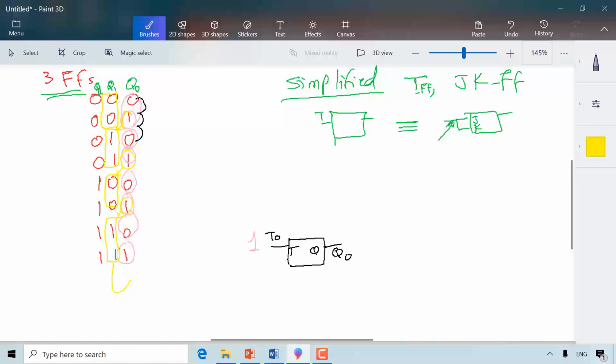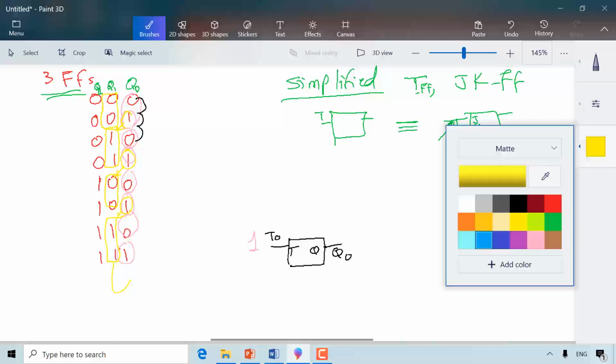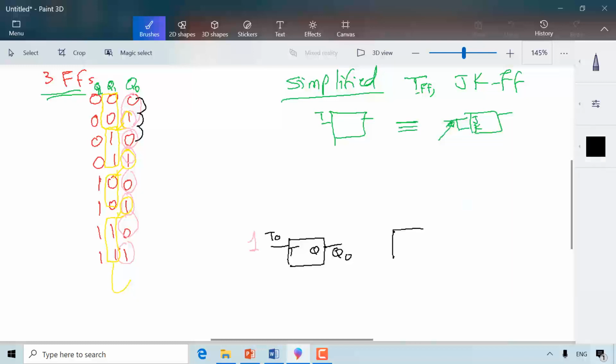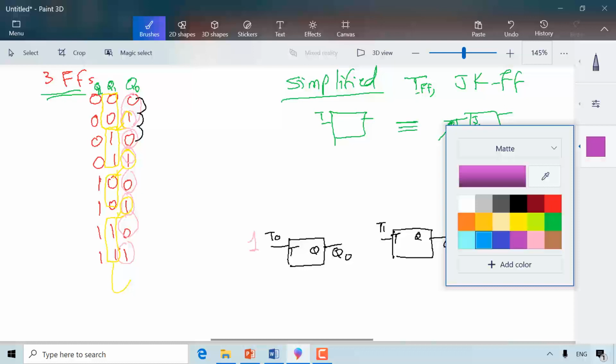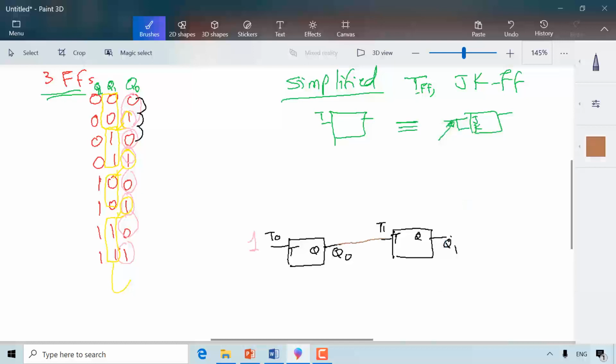So that's a hint for us, which means when I draw my counter here for Q1, this is my T input, this is T1, and this is my Q1. All I need to do here is connect Q0 right away to the T flip-flop, because whenever Q0 becomes a 1, we flip Q1, as we have seen here in my observation.